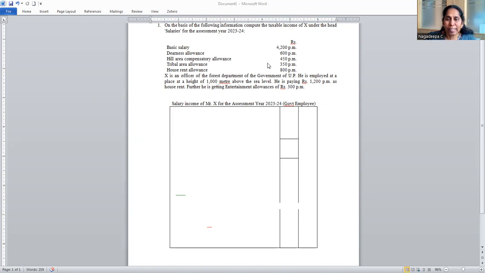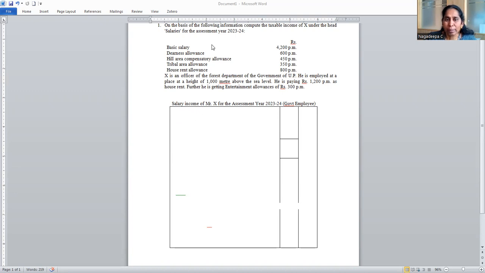Okay, first of all, basic salary, which is entirely taxable. So the basic salary, that is 4,200 into 12, is taxable. So how are you going to present it? This is the structure. First, we will write the heading: salary income of Mr. X for the assessment year 2023-24. And within brackets, if you mention government employee, it will be very useful for you when you are calculating the allowances and exemptions. It will be very easy.